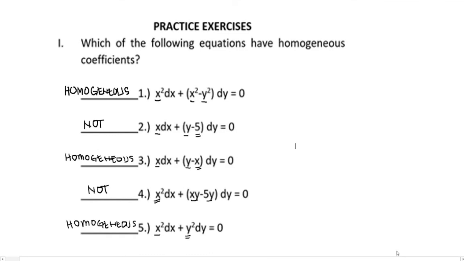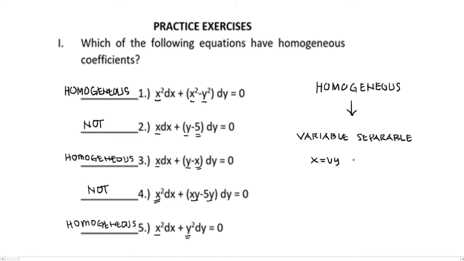By the way, take note that in finding the solution, homogeneous equations are converted into variable separable problems. The conversion is done by substituting either x is equal to vy or y is equal to vx. Therefore, if the variables in a homogeneous equation can be separated, you must use the variable separable solution and not the solution for homogeneous equations. Otherwise, you are just complicating the problem.